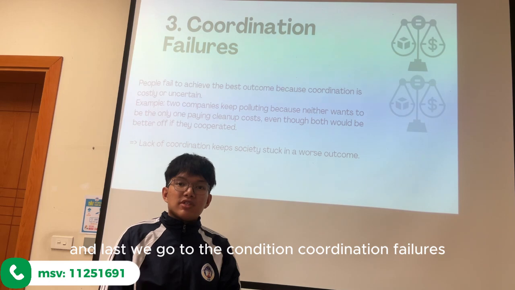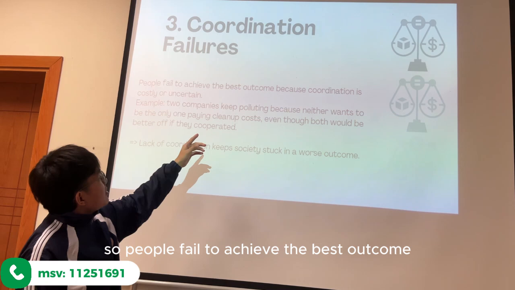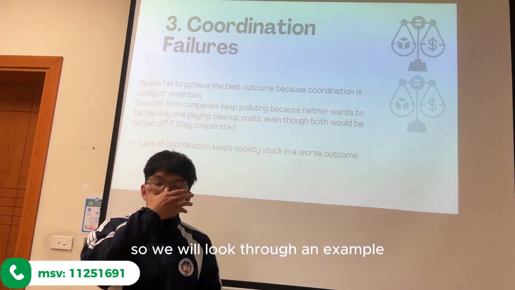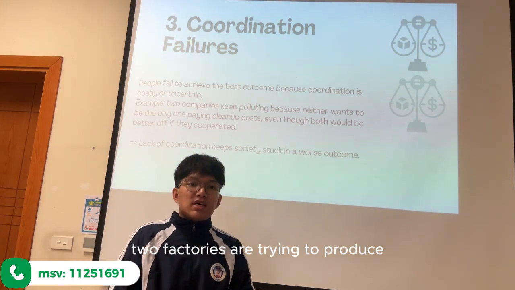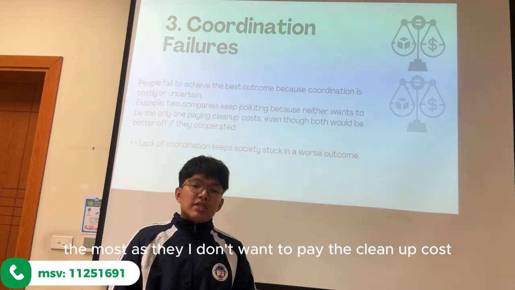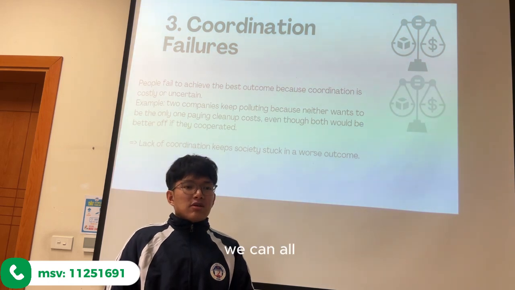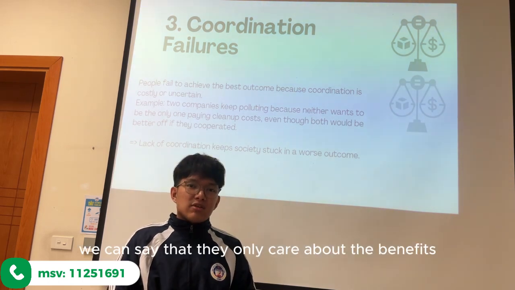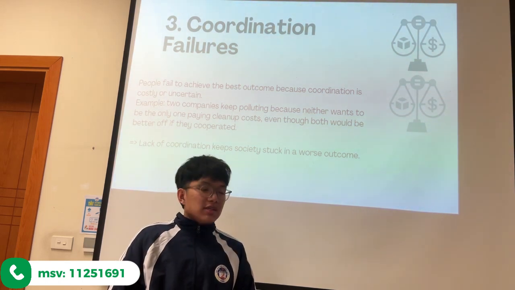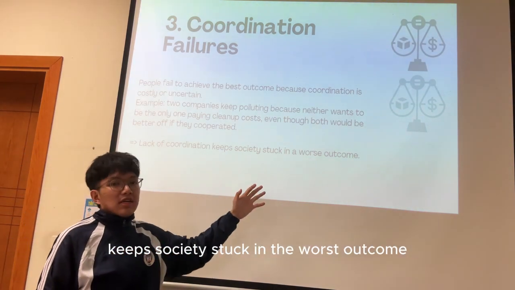And last, we will go to coordination failures. People fail to achieve the best outcome because coordination is costly or uncertain. So we will look through an example. 2 factories are trying to pollute the most as they don't want to pay the cleanup cost. Or we can say that they only care about the benefits of themselves, not for everybody. So the lack of coordination keeps society stuck in the worst outcome.